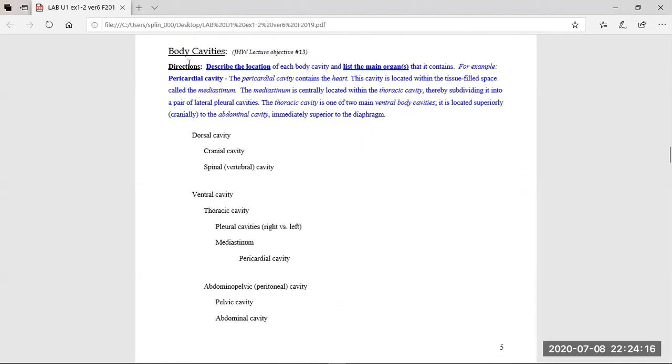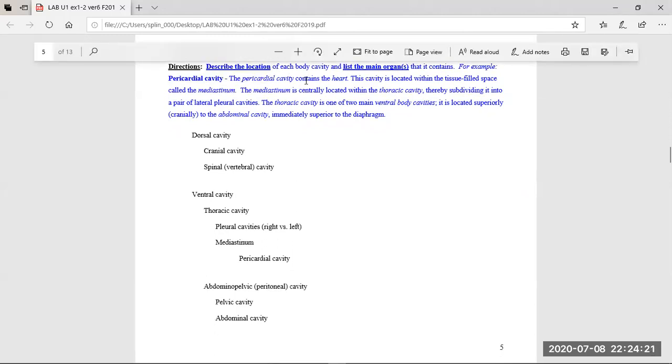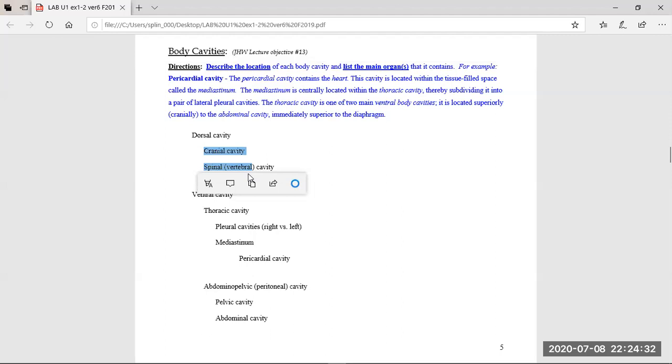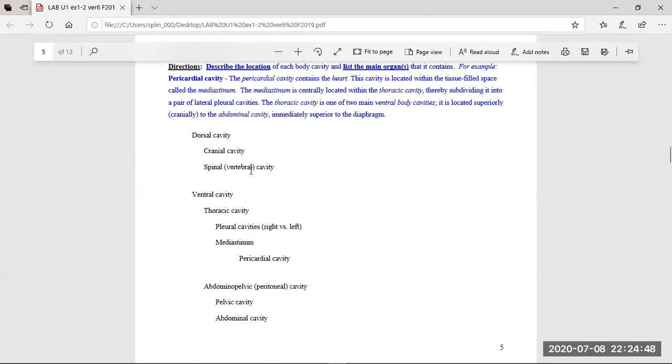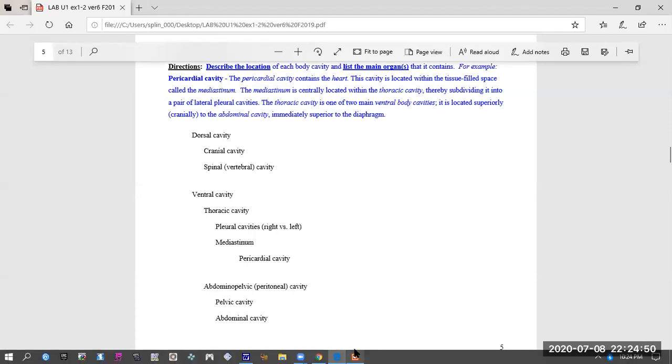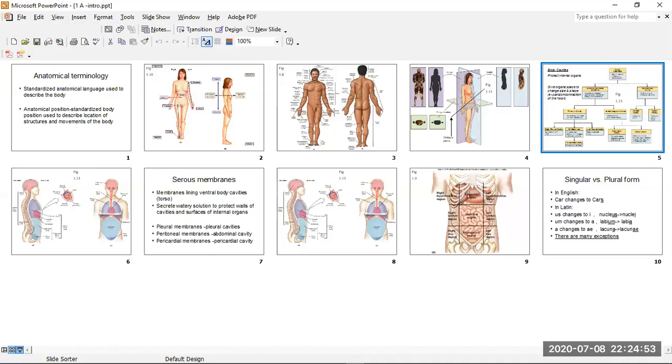Now we have the section on body cavities. So these are the spaces that contain various organs. And we'll start with the dorsal grouping, which has these two subdivisions. So to begin with the dorsal body cavities, they're composed of the superior cranial cavity and the inferior spinal or vertebral. You can use either name. And we'll start with the diagram here.